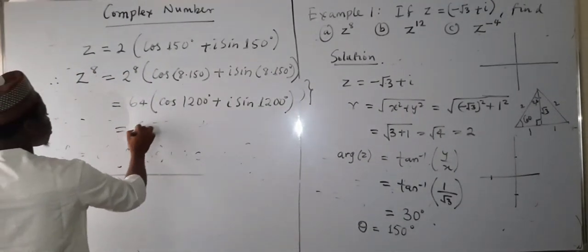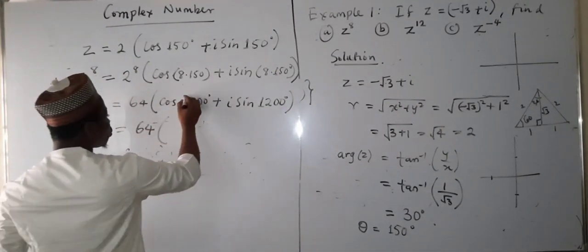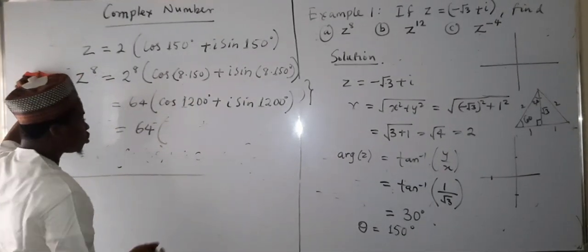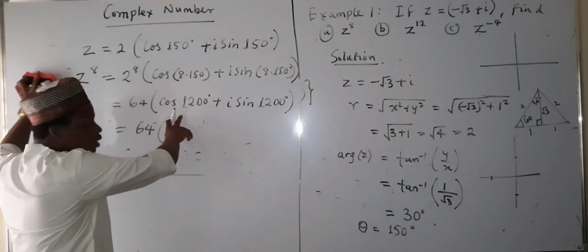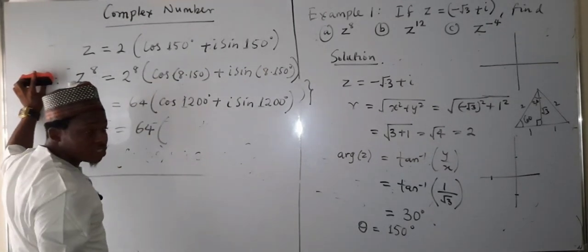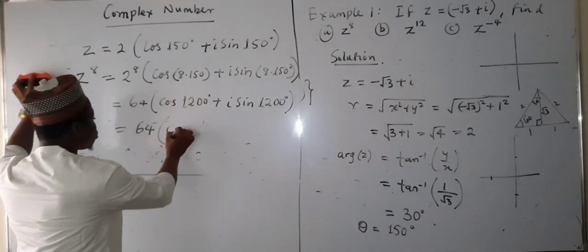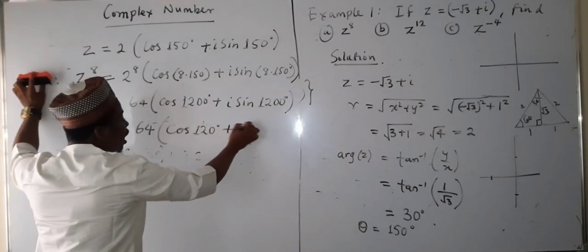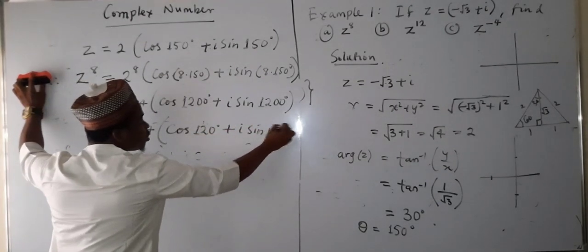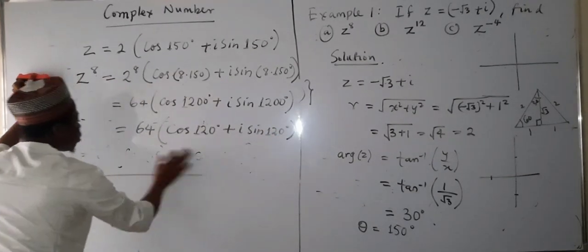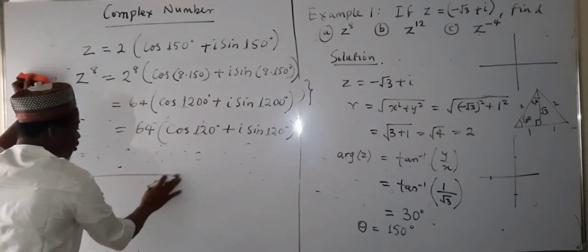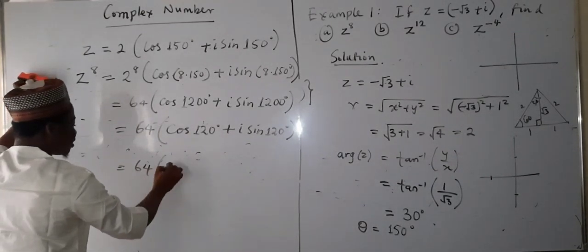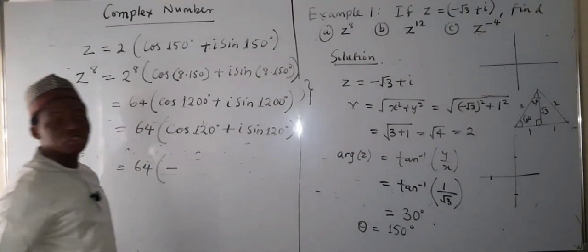So this is the same as 64, open bracket. We can still convert it to radians, but we can continue. We remember 1,200 degrees is the same as 120 degrees. So cos 120 degrees plus i sin 120 degrees. Now what's the value of cos 120? That is minus cos 60. What is cos 60? Cos 60 is 1 over 2.